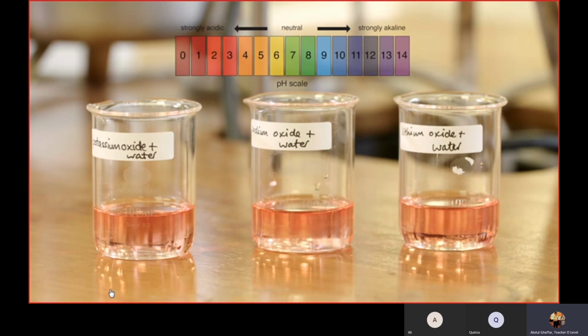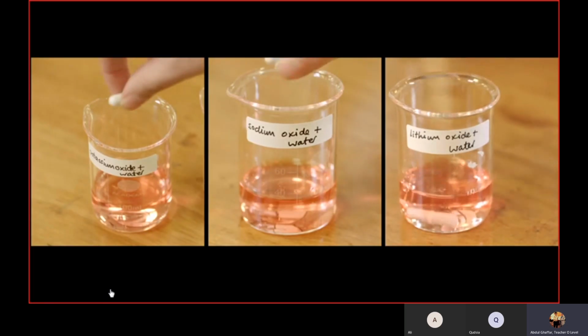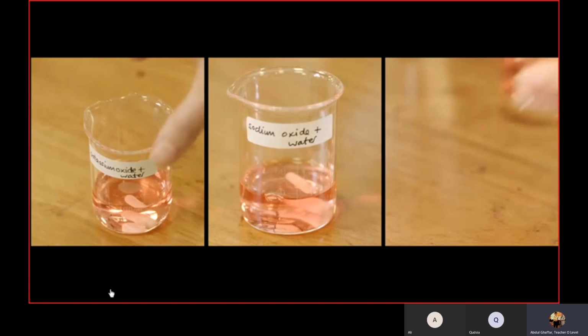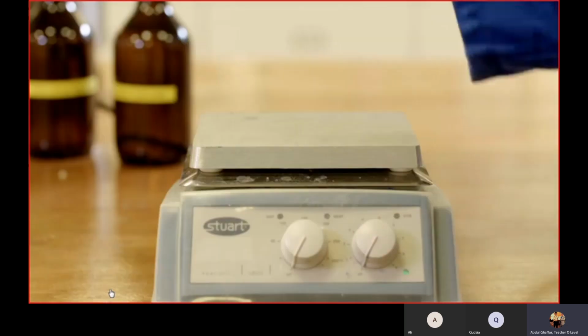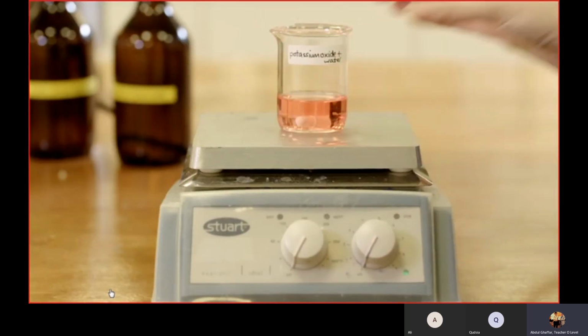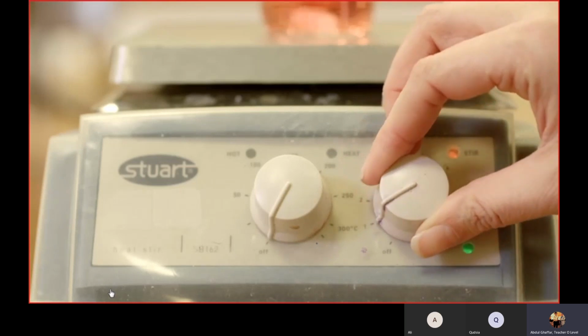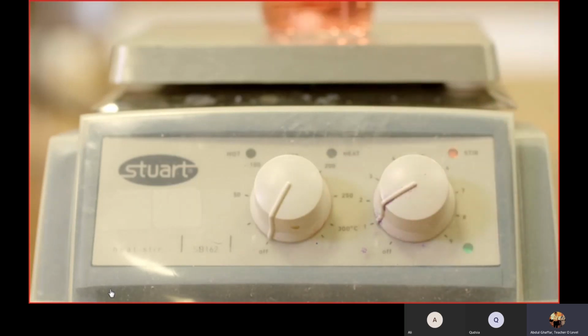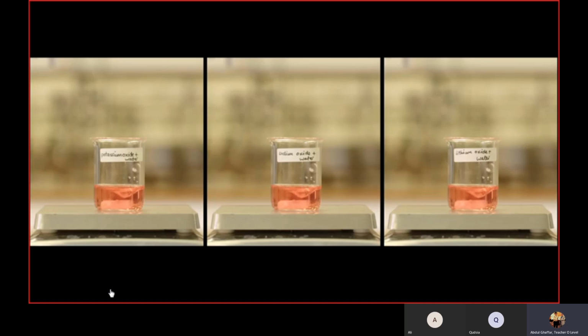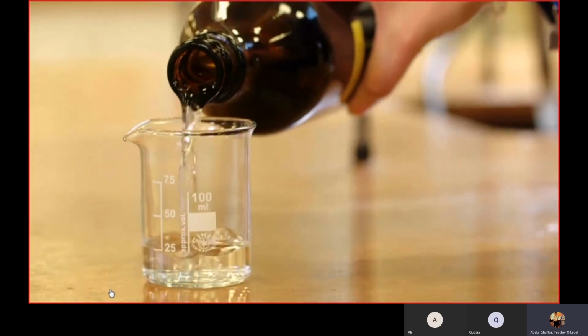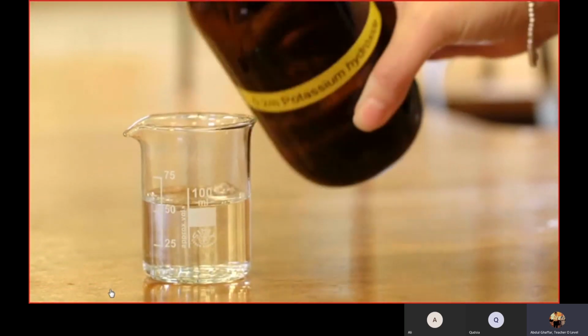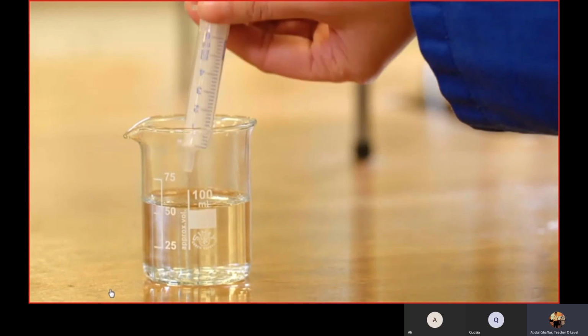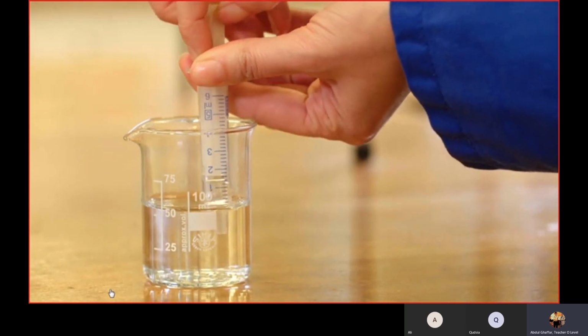The color of the acid is then recorded in the results table, and the pH scale is used to work out the pH number. A magnetic stirrer is added to each beaker and placed on the magnetic stirrer plate one at a time. A stirring rod could also be used. 15 centimeters cubed of the metal oxide and water solutions are added to the correspondingly labelled beakers of acid using a syringe.